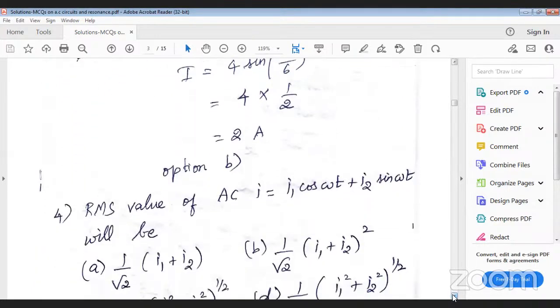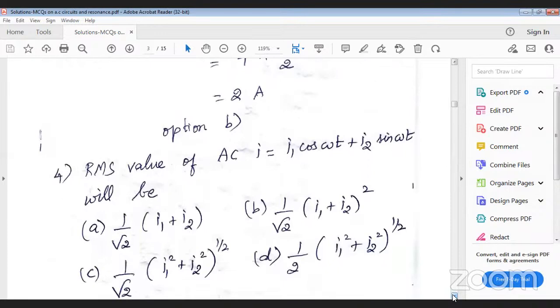Then question number 4. The RMS value of AC I equal to I1 cos omega t plus I2 sin omega t will be. So this is the value of the current: I equal to I1 cos omega t plus I2 sin omega t is the current actually. We have to find out the RMS value of this current. Okay. How can we do that?